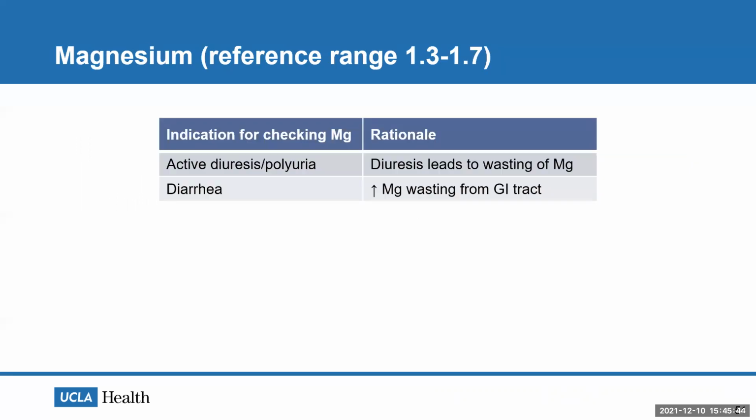Now let's talk about magnesium. The 2 main indications for checking it are an active diuresis or diarrhea. There are specific magnesium goals, just like there were potassium ones. So greater than 2 if CAD or active cardiac conditions, again, pretty vague. Then greater than 2.5 for VT, which stands for ventricular tachycardia.